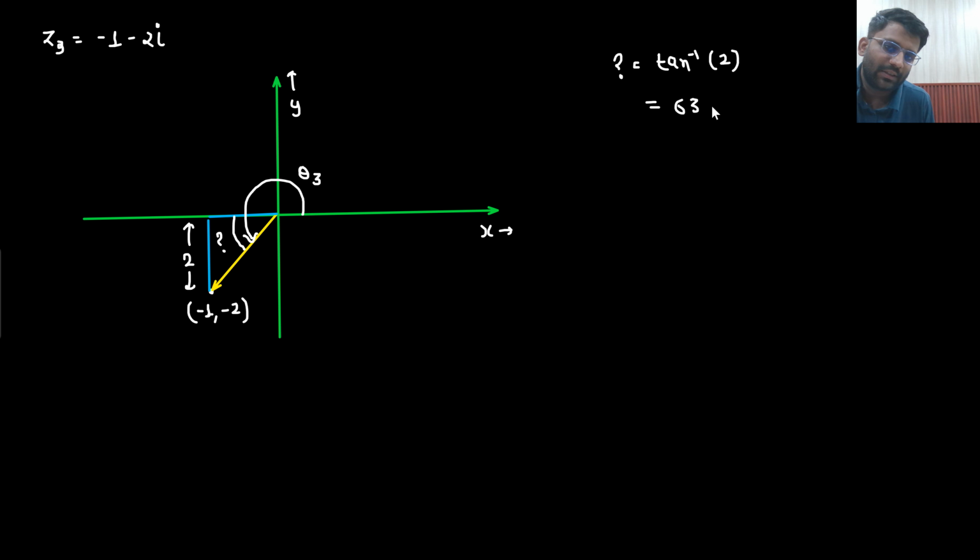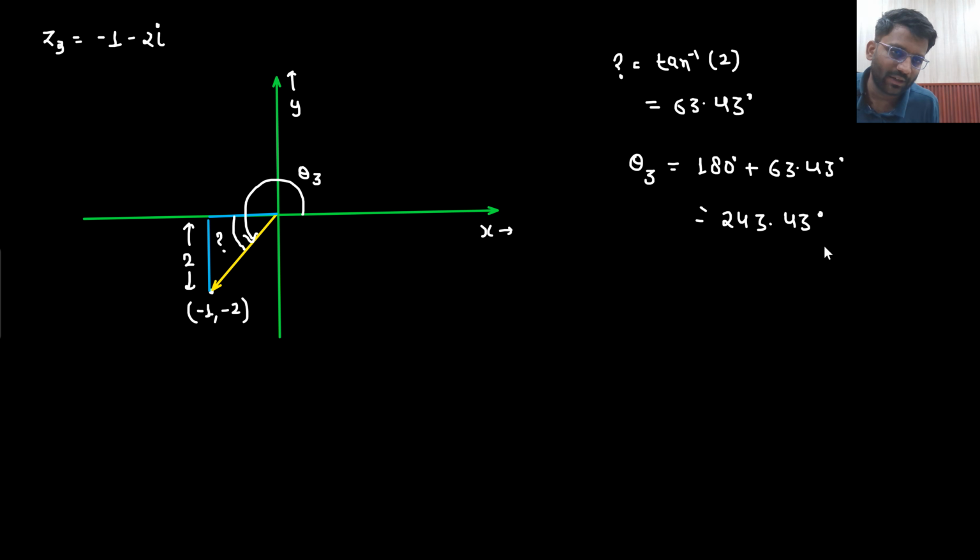What answer are you getting? 63.43 degrees. So what will your theta 3 be? Theta 3 will be nothing but 180 degrees plus this angle, because this is the 180 degree line. If you add 180 and 63.43, what answer do you get? 243.43 degrees.